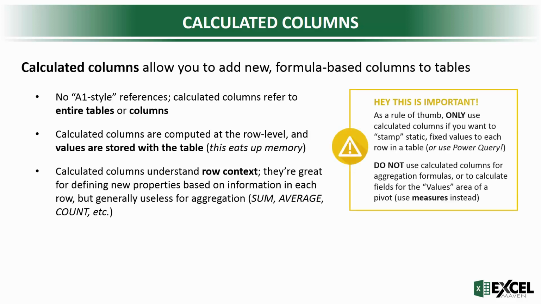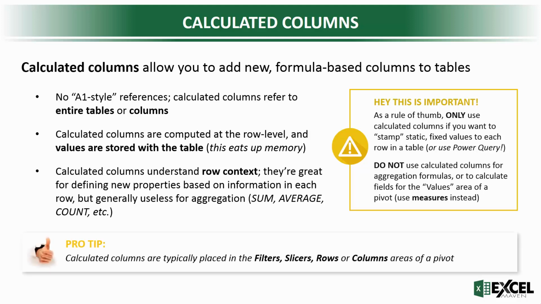Now, big important box here. As a rule of thumb, only use calculated columns when you want to actually stamp static fixed values to each row in a table. Or if you can do the same thing in Power Query, that's even better. What you don't want to do is use calculated columns to try to calculate things like aggregations or to calculate fields that you'd like to use in the values area of a pivot. That's what measures are for, which we're going to cover next.